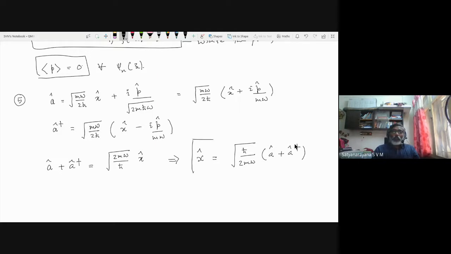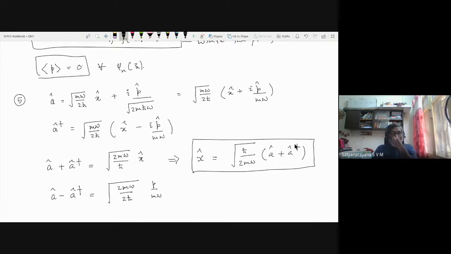So this is how you can write down your x in terms of a plus a dagger. On the other hand, if you want to write p, then you subtract. That is, you write a minus a dagger. That is equal to the square root of 2m omega by 2 h bar into p by m omega. Okay, so this m omega, there is no 2 here, so you have root m omega here.